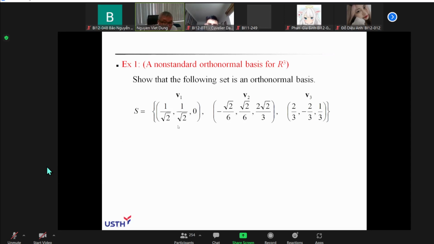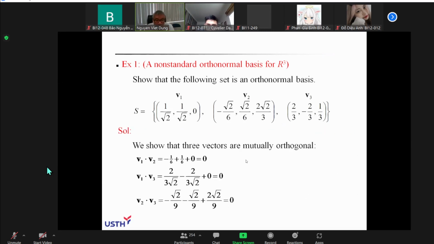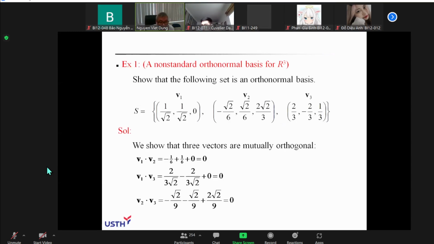Now we consider S to be that one, v1, v2, v3. Then we can verify that the dot product of v1, v2 equals 0, of v1, v3 equals 0, and of v2, v3 equals 0. That is, v1, v2, v3 are orthogonal to each other.